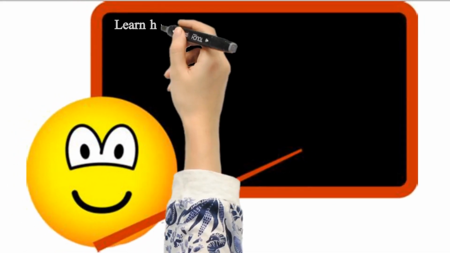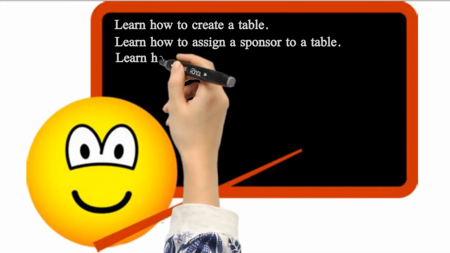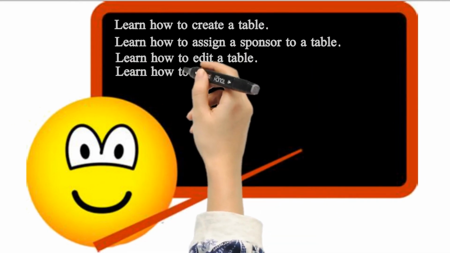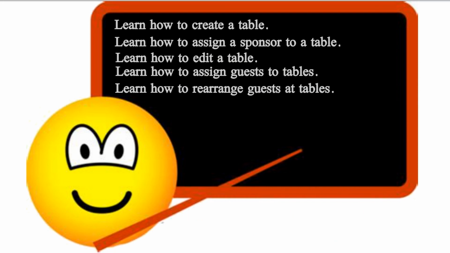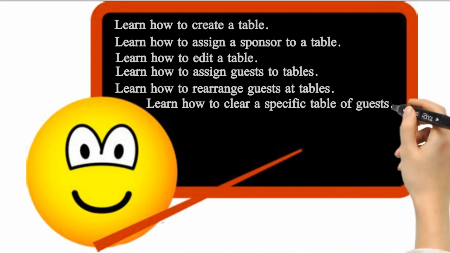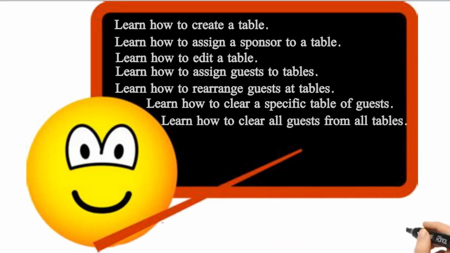In this video, we will learn how to create tables, assign a table sponsor if a table happens to be sponsored, and how to edit a table. We will also learn how to assign guests to tables, and rearrange guests to a different table if necessary. We will also learn how to clear all guests assigned to a specific table and how to clear all the assigned guests from all the event tables.